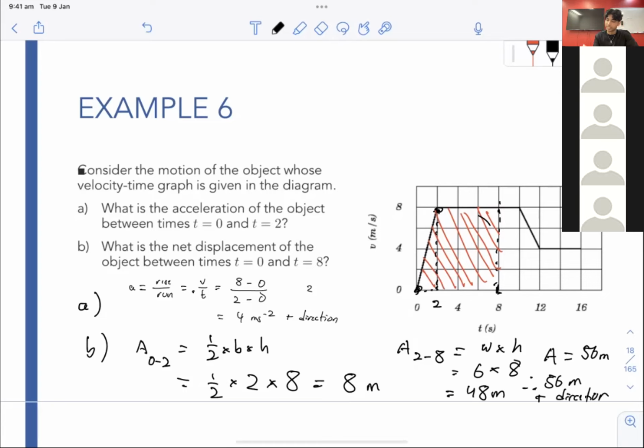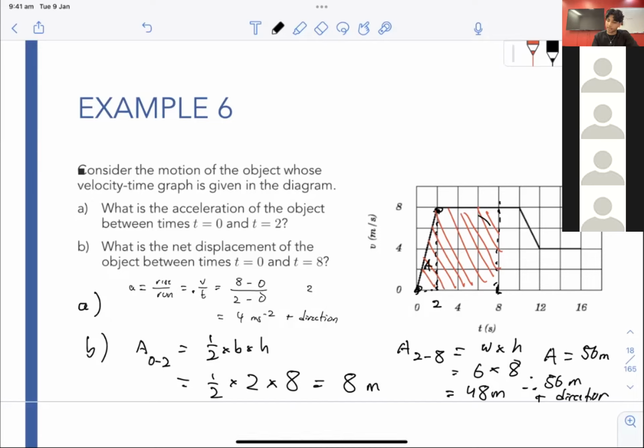So this displacement is in the positive direction because our area under the curve is on the positive half of the graph. If these numbers were negative, we would have a negative displacement, but they're positive, so we can say it's 56 meters in the positive direction. And we got that just by adding up these portions of area. So I'll call this area 0 to 2, and this area 2 to 8.